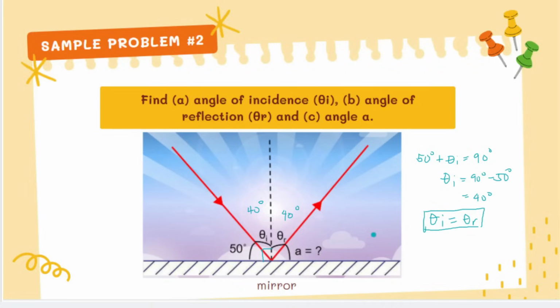Now, to get angle A, we will again use our knowledge of angles. So, sabi nga natin, itong part na to dapat mag-add siya sa 90 degrees. So, the measurement of A would be 50 degrees as well. Okay, so nakuha po ba yan? Madali lang, di ba? Balik po tayo sa ating PowerPoint.